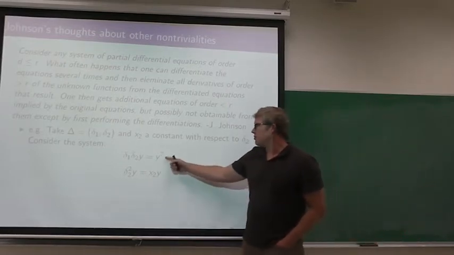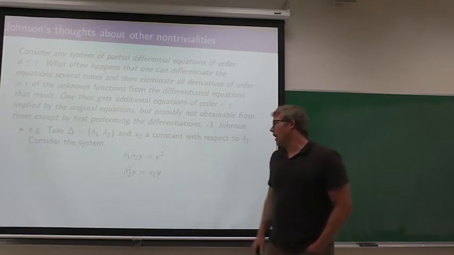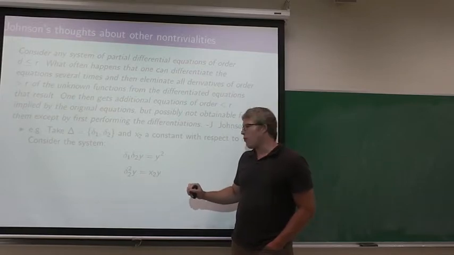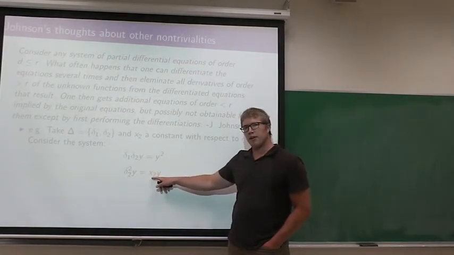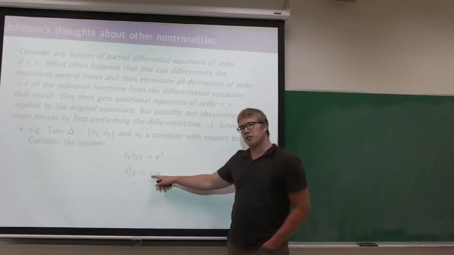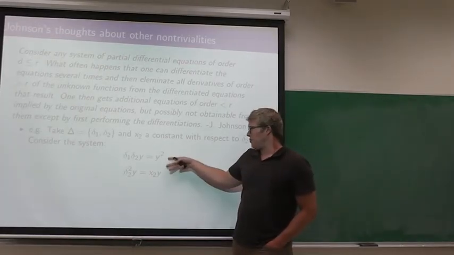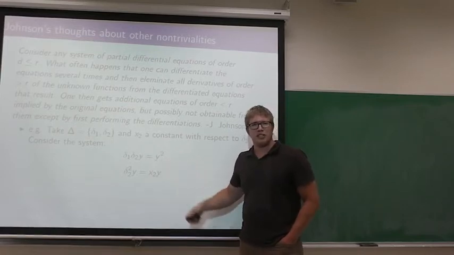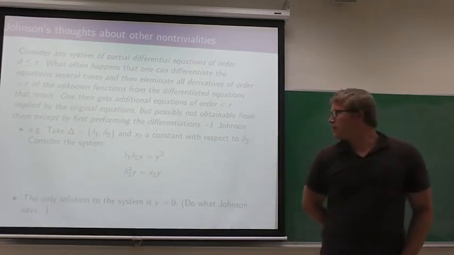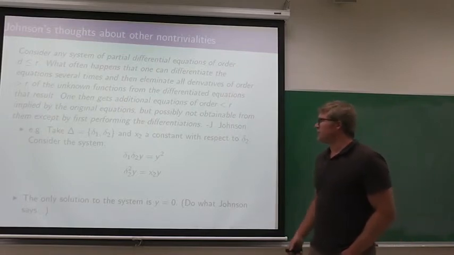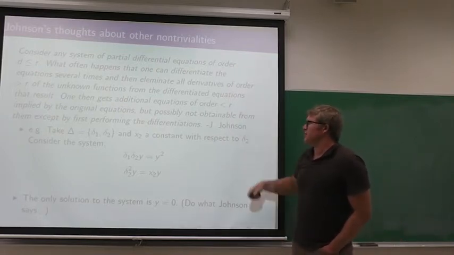Here's a system of differential equations, and I'm looking for solutions in the variable y, and the variable x is a parameter, for which delta 2 of x equals 1. That's my setup. So what is the set of solutions to this equation? Just y equals 0, and you can see that just by doing what Johnson says here.